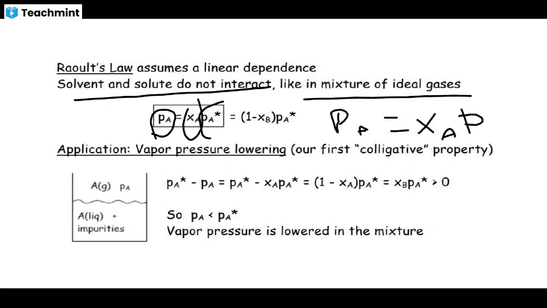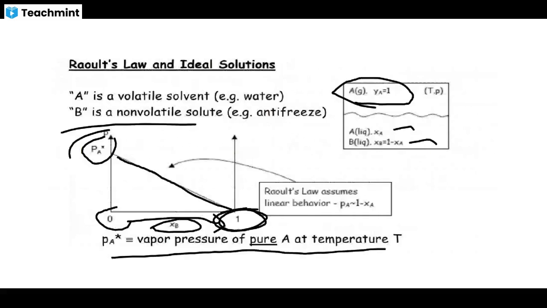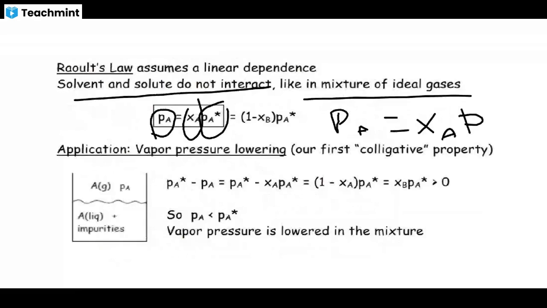The Pa is the total pressure. When Xp is 0, and as Xp is added, the pressure decreases. Then Pa is Pa star. So Xa is nothing but 1 minus Xb. Then the application of vapor pressure lowering, our first colligative property.